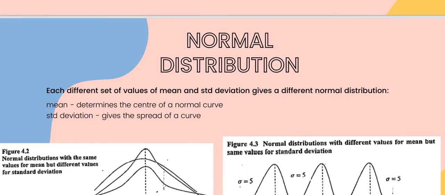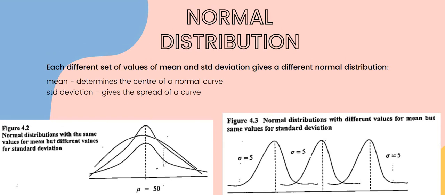So again, next, another point for normal distribution. Each different set of values of mean and standard deviation gives a different normal distribution. So what it means is, these two, mean and standard deviation, will affect your graph, it will affect the shape of your graph. So, here the mean will determine the center of the normal curve. Meaning the middle, the mean, is the center.